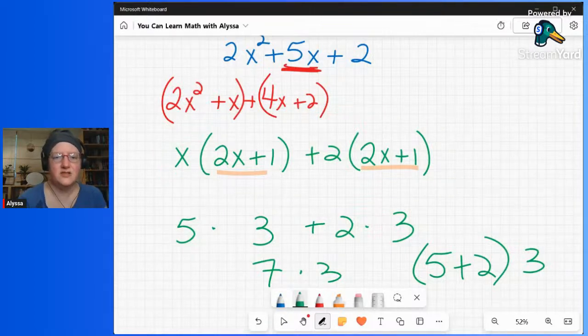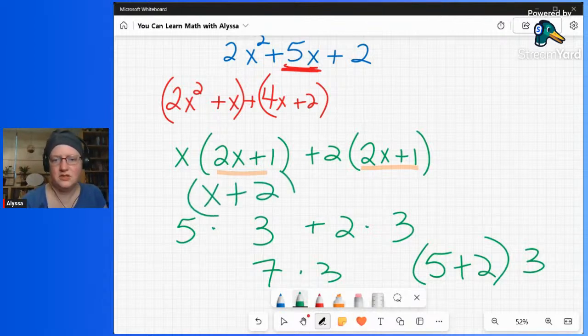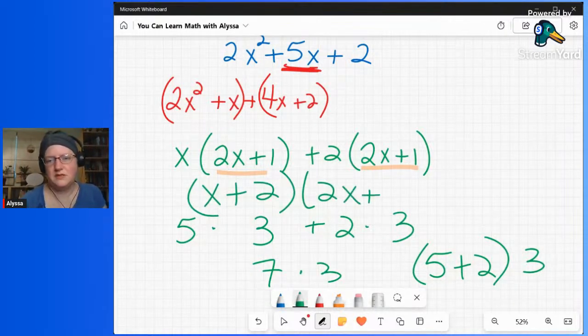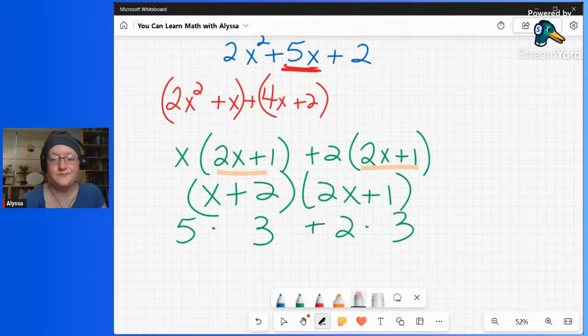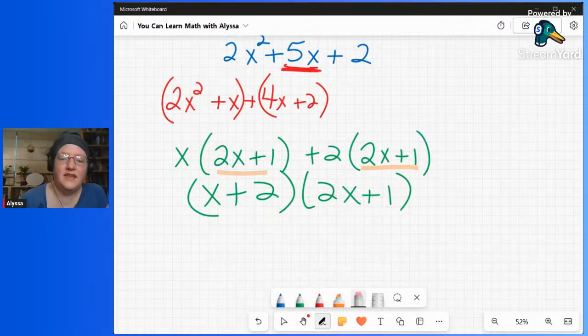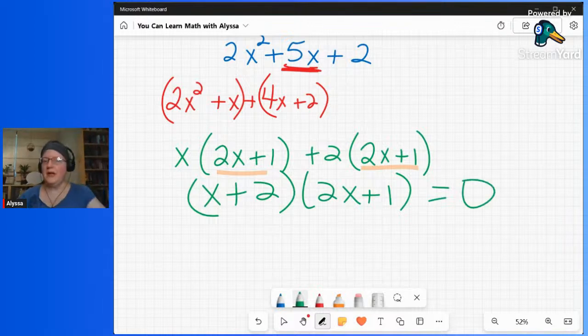Because we have x, 2x plus 1s, and then we have 2, 2x plus 1s. So when I combine them together, I have x plus 2, 2x plus 1s. That's what's happening when we're grouping. That's why it works. And then if this is set equal to 0, we're right back to where we were for that first type of factoring. You can set each one separately equal to 0. We can solve for x, and we got our answers.